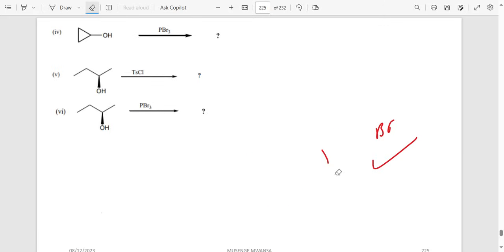Okay, now 5. This mechanism is more similar to the one we've actually talked about already. We are using a tosylate chloride. Can someone tell me the structure for tosylate chloride?